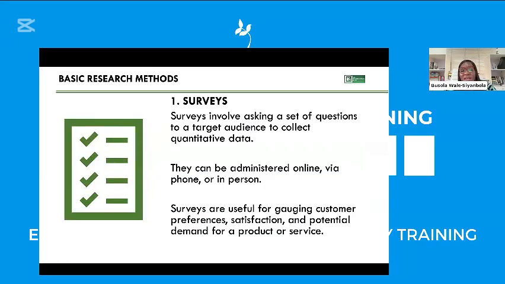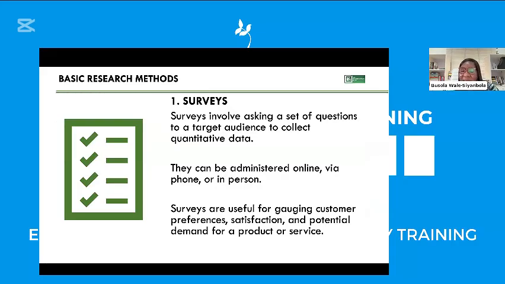So some basic research methods, I think I'm going to share 5 here that you should pay attention to. And these are basic methods for anyone who's either starting out or looking to grow in what you have. One is surveys. Everybody conducts surveys these days, right? And it involves asking a set of precise questions to a target audience to collect quantitative data.